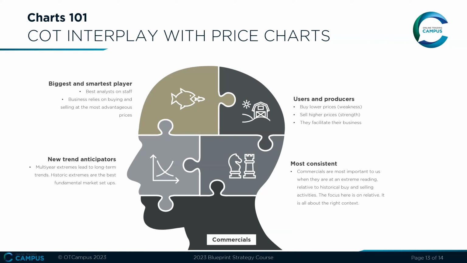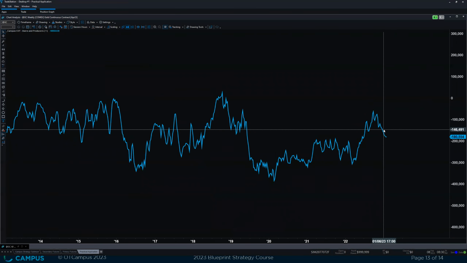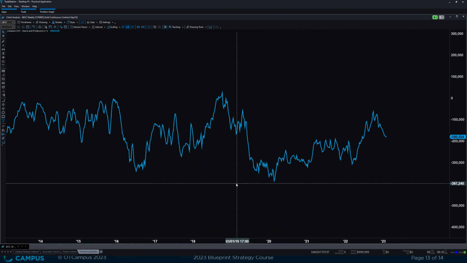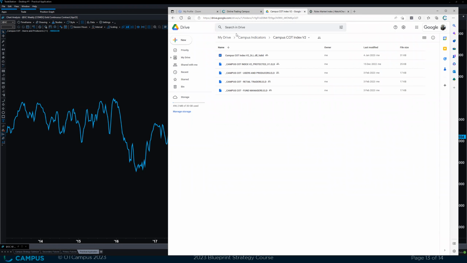So we can do this quickly, for example, with gold. What you can see right here is the COT report of gold for just the users and producers, which are the commercials. If you do not have this report, it's available here under the Campos indicators. Under the COT index V2, you now have Campos COT users and producers, Campos COT retail traders, and Campos COT fund managers as well. If you subscribe to the indicators, you also have access to those, and you can download them very easily. You click on them and download them, and there's a download instructions guide right here. Let's not waste our time with that, but I just wanted to mention that these can be found right here.